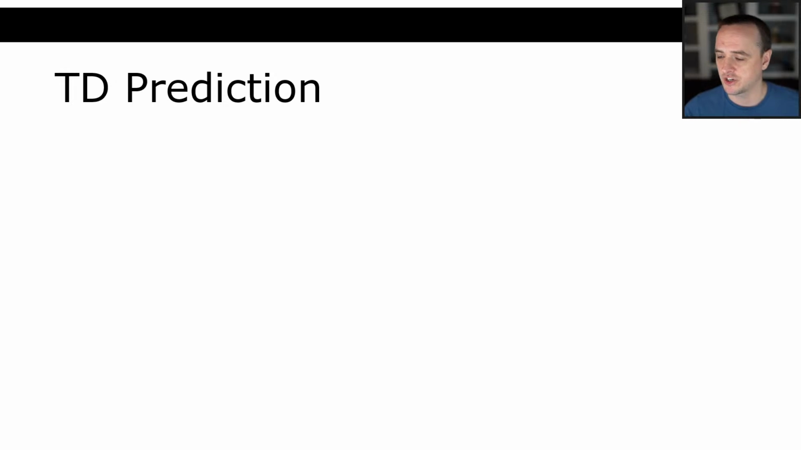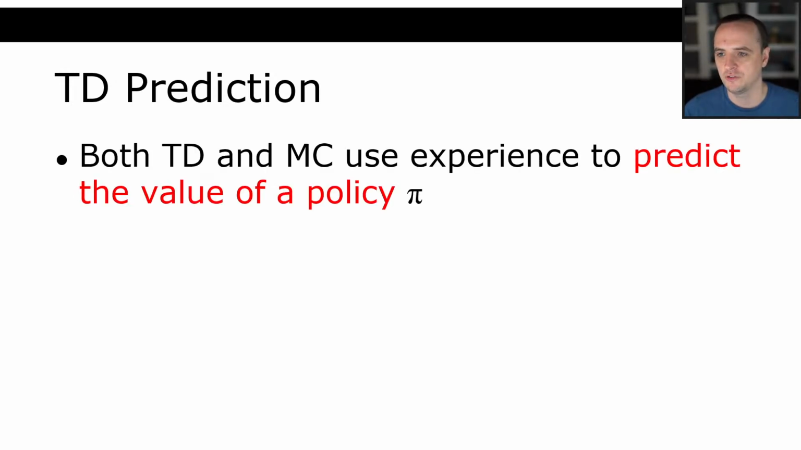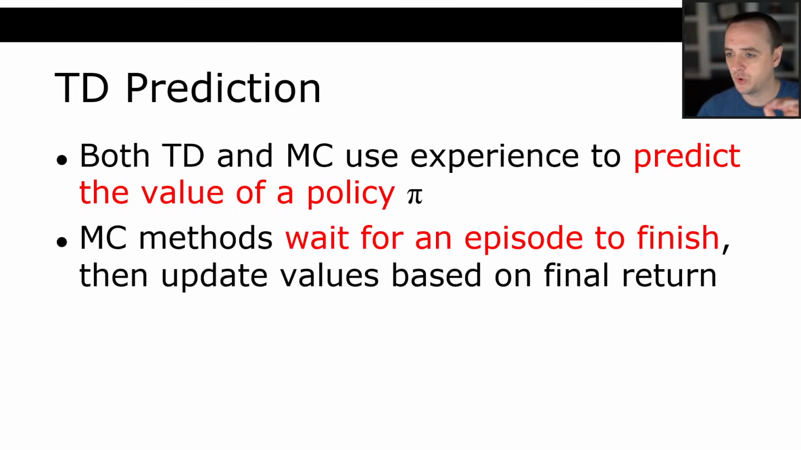In temporal difference prediction, which is the learning problem where we're learning the values, both TD and MC use experience to predict the value of a policy, right? So we take a policy and we want to evaluate that policy to predict its value. The main difference between TD and MC is that Monte Carlo methods wait for an episode to finish and then update all the values based on the final return of the episode. So we'll play an entire hand of blackjack, then we'll go back and update the values. Or we'll do an entire pathfinding episode and then go back and update all the values.